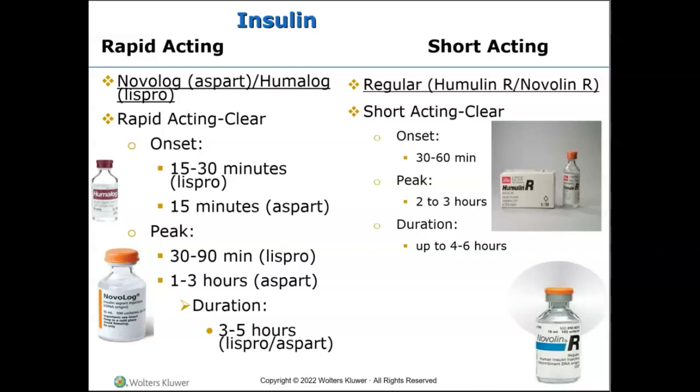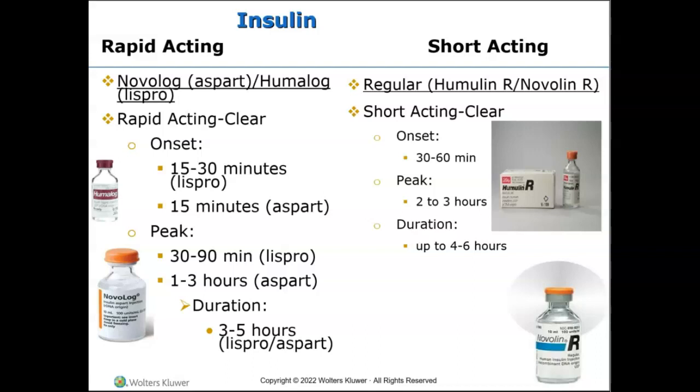It is important to know the onset, peak, and duration of all of the insulins we are covering, because you need to know if it's important for the patient to eat right away, when they would be vulnerable for a hypoglycemic reaction, and how long the insulin is in their system. Patients taking insulin should keep a tight schedule.